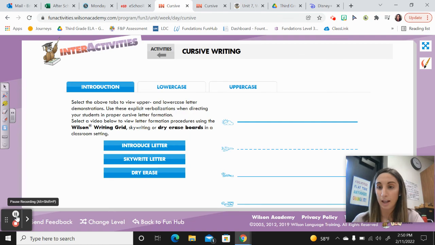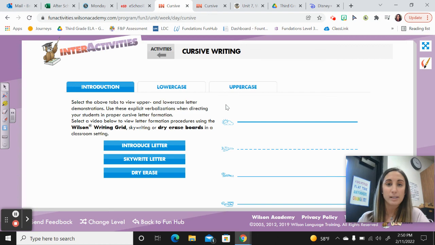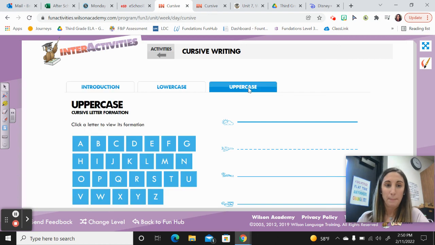The last thing we did in class was learn 2 new uppercase letters in cursive. So if you're at school, take out your slate marker and eraser. We will skywrite together first, and then you will have a chance to practice on your whiteboards. If you're at home, just grab a sheet of paper and pencil to practice that way. All right. The first uppercase letter that we're going to learn today is uppercase G.